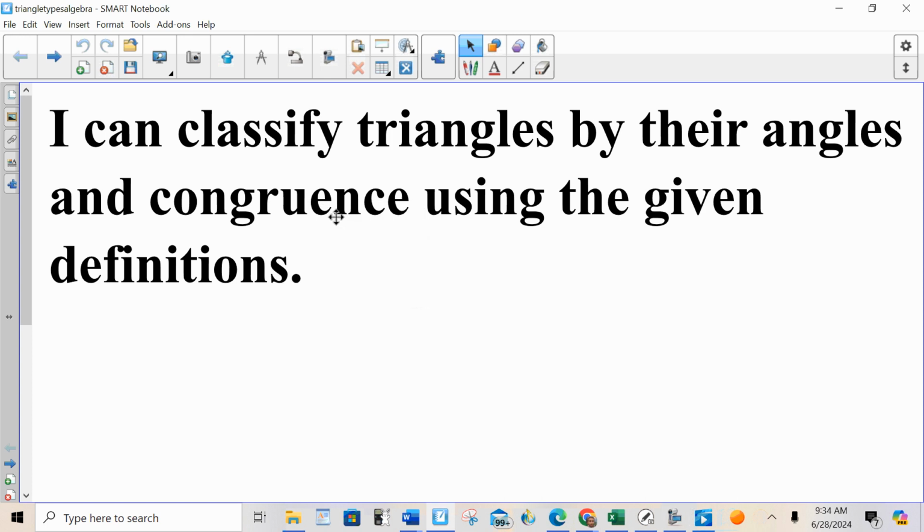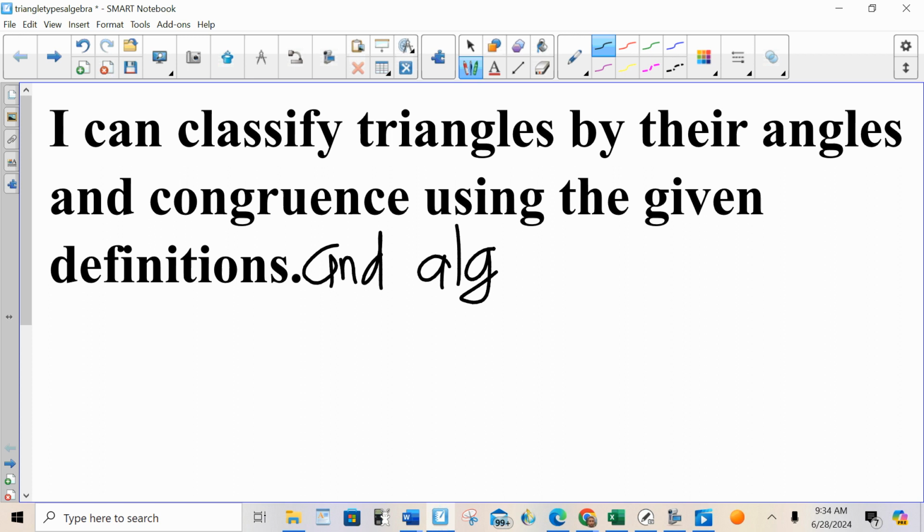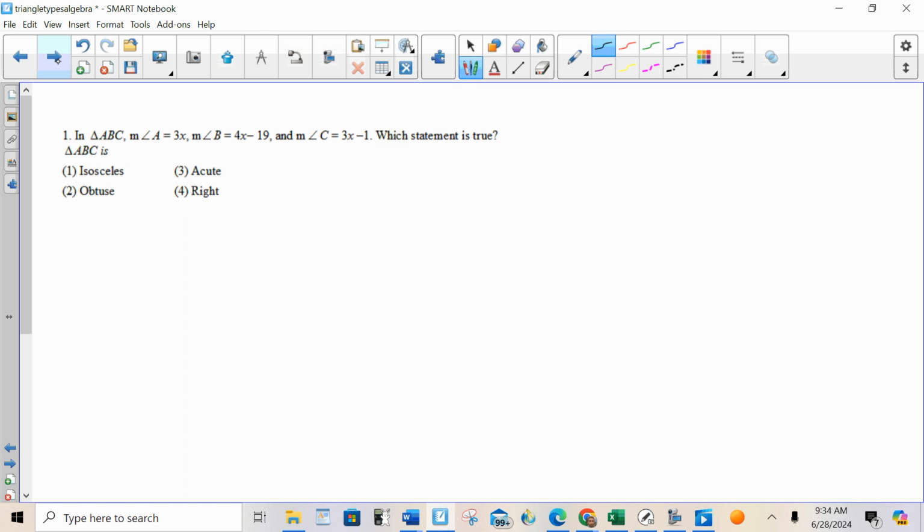Hello everybody. Today I can classify triangles by their angles and congruence using the given definitions and algebra. So we're going to basically do what we did yesterday, but now we're going to incorporate algebra into it. We need to know our different definitions, which we spoke about in the previous video.